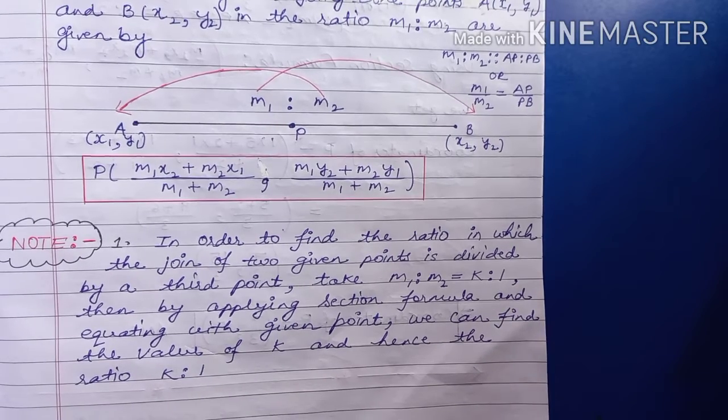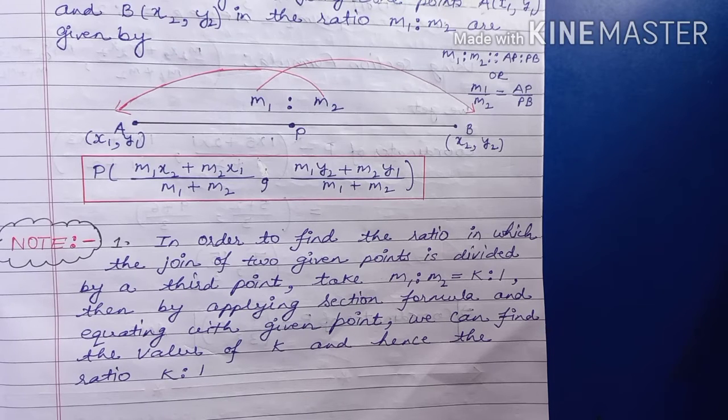We can directly solve the problems by taking the ratio as m1 ratio m2, but in that case we have to find two unknown values, m1 and m2. But if we convert the ratio into k ratio 1, then we have to calculate only one unknown, that is k, and with the help of that k we can find the ratio.